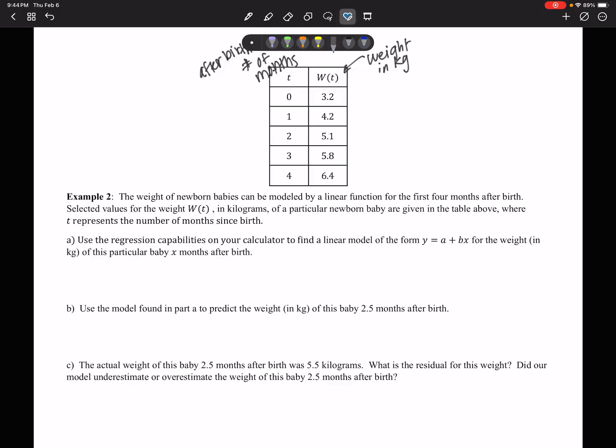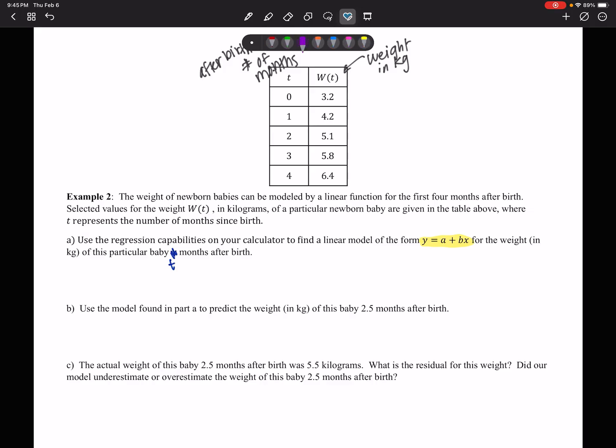We want to use the regression capabilities of our calculator to find a linear model in the form y equals a plus bx. That's important. Y equals a plus bx. For the weight of this particular baby, now it says X months after birth, but we're already given a table that says T is our input, so I'm going to change that to T months after birth. Go ahead and press pause. Find the linear model using the stat button of your calculator and come back to check your answer.